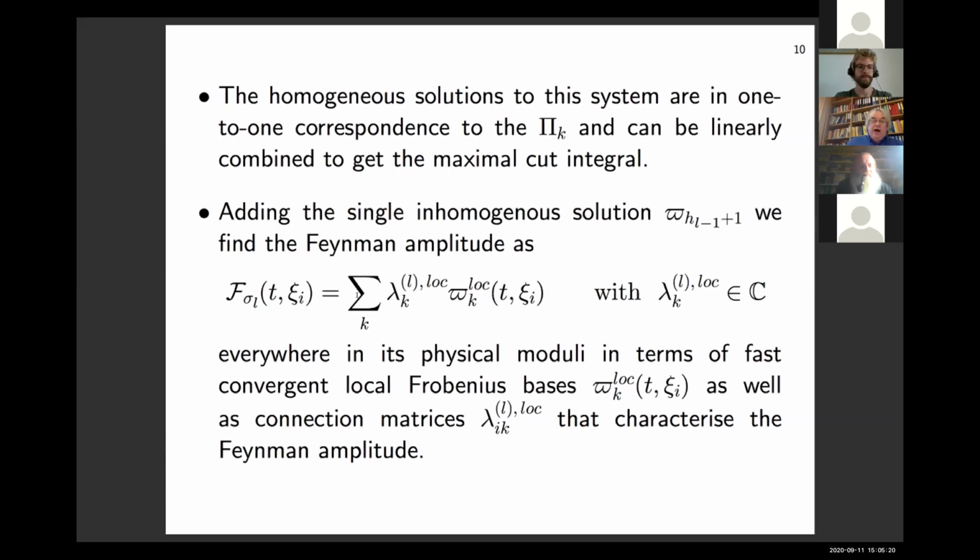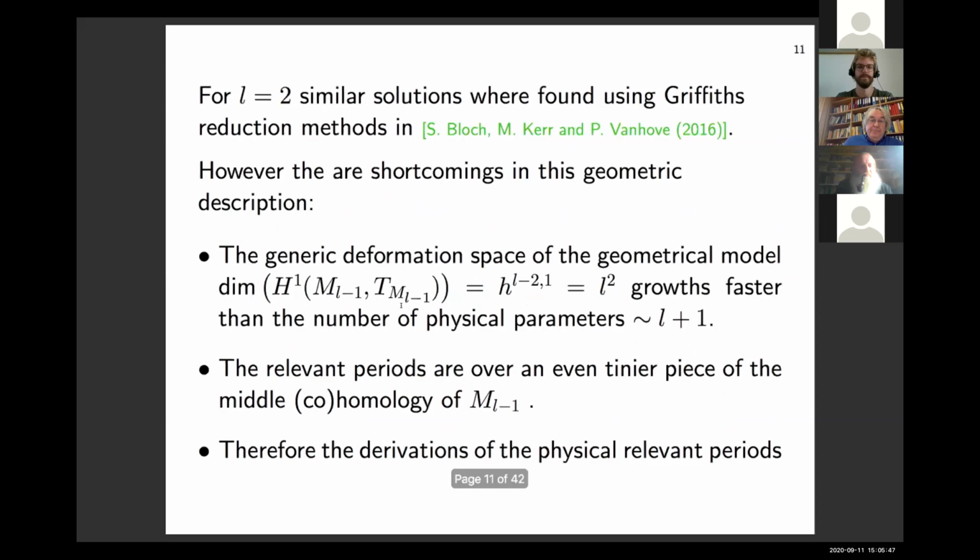And the Feynman graph will be a linear combination where these constants that I call lambda Lk are generic constants in C that you, for instance, can determine by this method of analytic continuation that we just heard. So that is, so to say, characterizing the Feynman graph in all regions of the moduli space, and is a good way of solving these things.